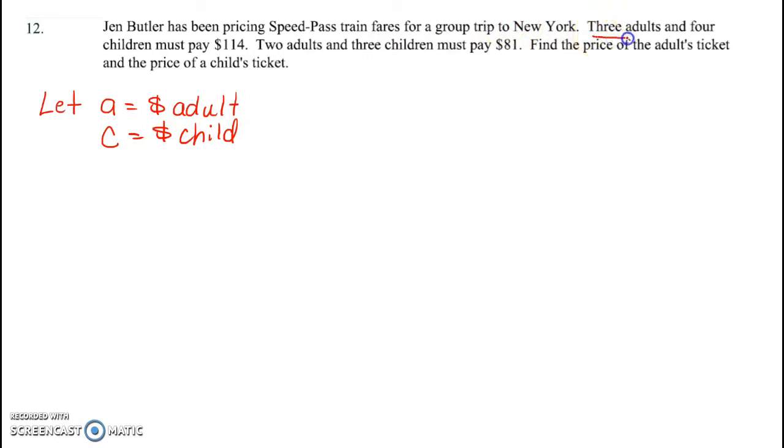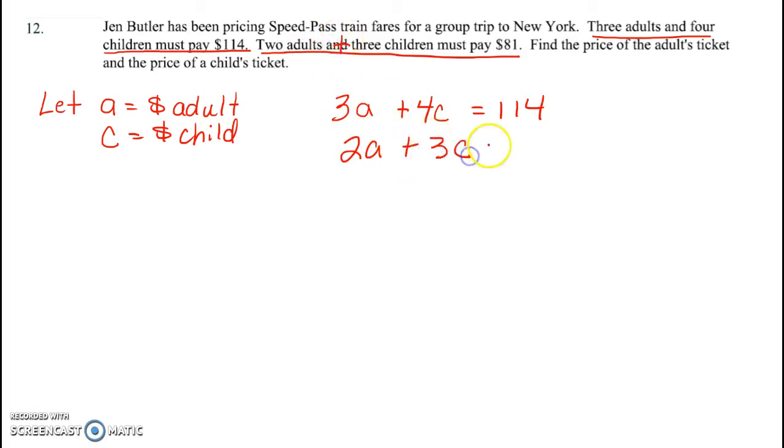In this sentence right here, they say 3 adults and 4 children must pay $114. So 3 adults times the price A per adult ticket, plus 4 children tickets at a price of C dollars per ticket, adds up to a total of 114. Okay, in this sentence right here, it says 2 adult tickets and 3 children tickets cost $81. Okay?